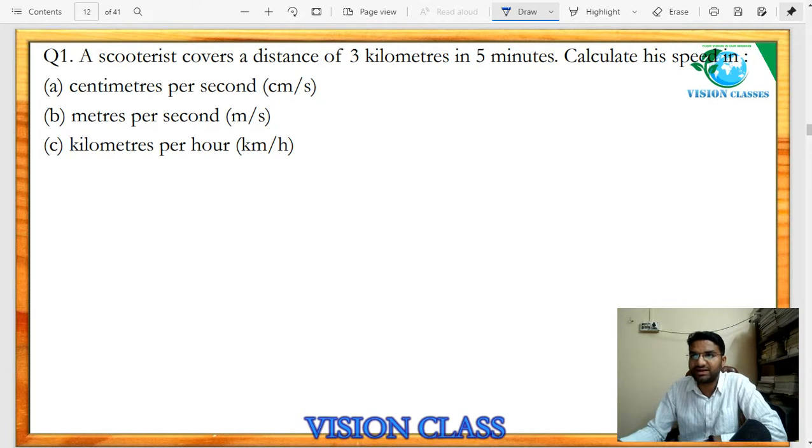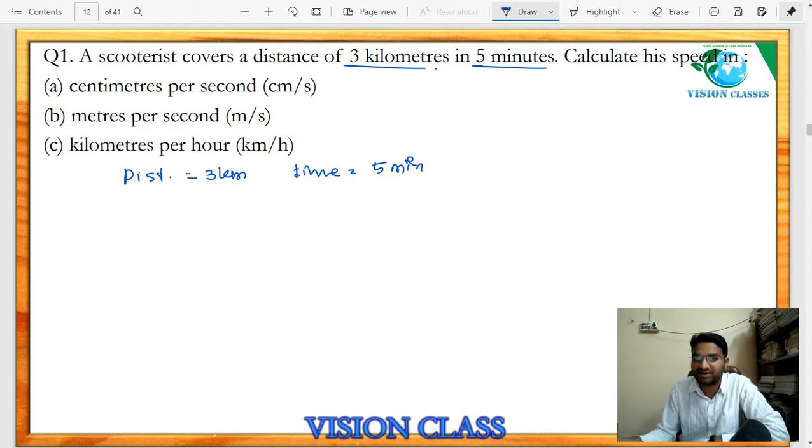We'll solve a few examples so that you will get the point. First example: a scooterist covers a distance of 3 kilometer in 5 minutes. Calculate the speed in centimeter per second, meter per second, and kilometer per hour. Here the distance traveled is 3 kilometer, and the time taken is 5 minutes, right?